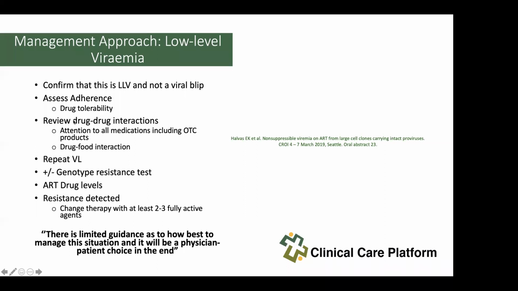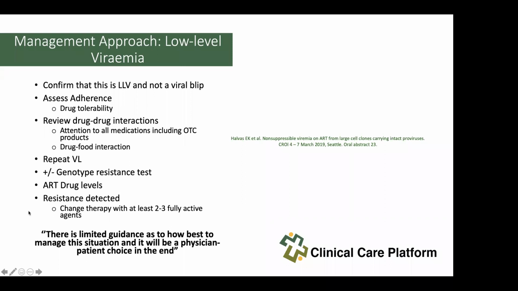So you must assess adherence, review drug-drug interactions that might be making ARVs not to work properly, repeat the viral load. There might be a place for a genotype test, not necessarily in South Africa, but depending on the history of the patient, like patients who have a history of failing other drugs, we might need to consider checking if this is true resistance or not before we consider switching. You might need to do ART drug levels as indicated, and if resistance is confirmed, then your patient probably needs to be switched to a better regimen with 2 to 3 fully active drugs.